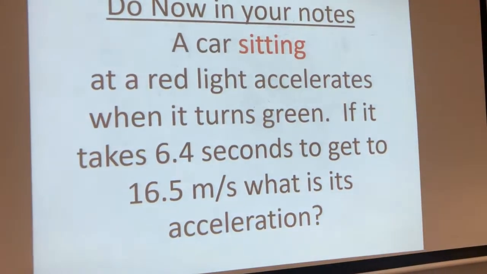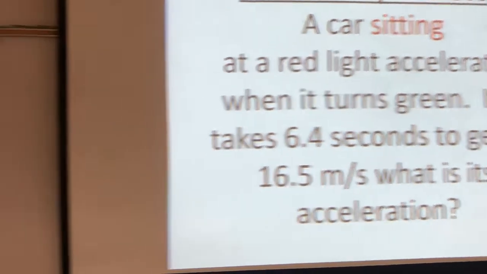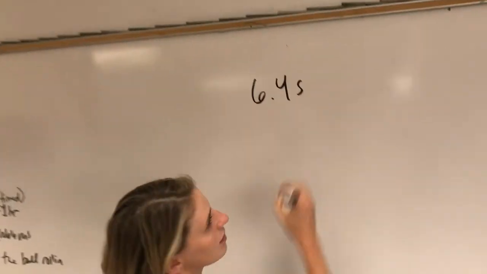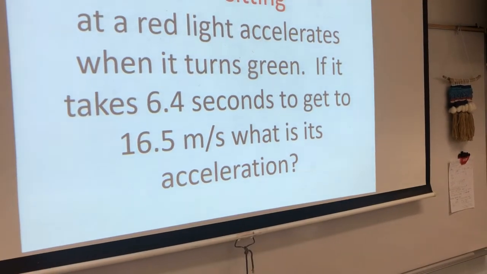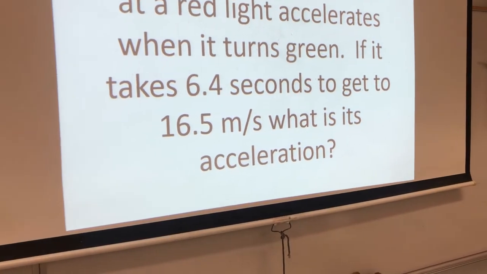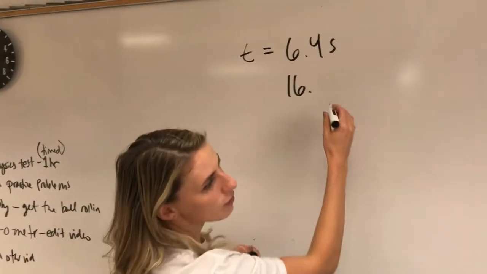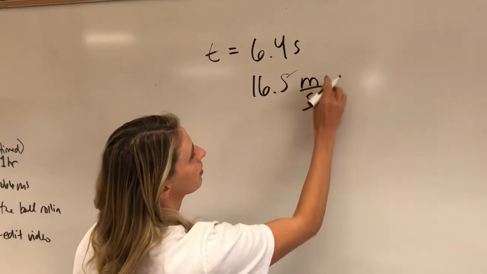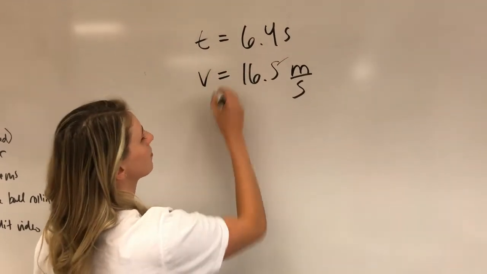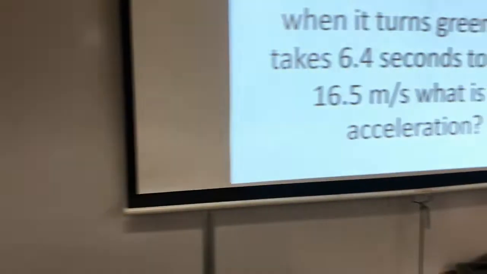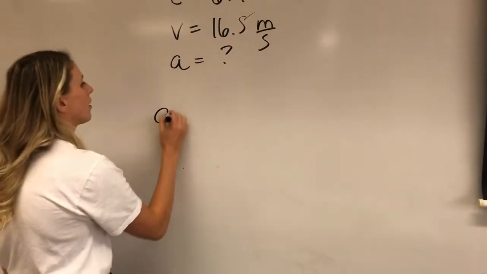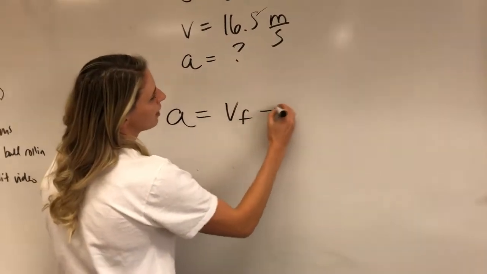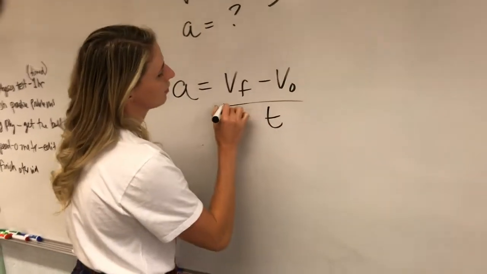Information mining first. A car sitting at a red light accelerates when it turns green. It takes 6.4 seconds, so that's my time, to get to 16.5 meters per second. That is velocity. What is its acceleration? What's that equation for acceleration? Acceleration equals v final minus v initial over time.